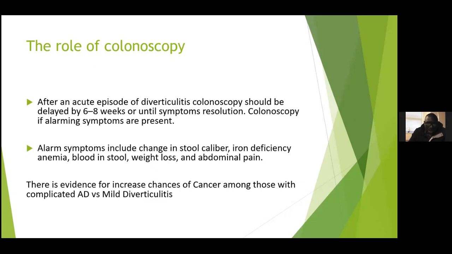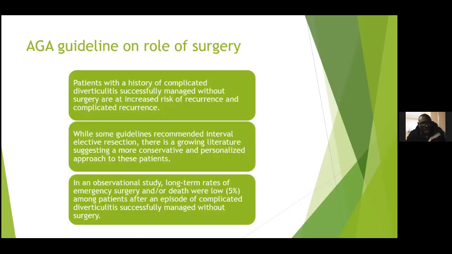These alarming signs include things like stool caliber, where they have a very small caliber as if it's obstructed and stool is passing through a small area. Then you have to consider, could it be a constricting non-benign pathology? Or those who have iron deficiency anemia, or blood in the stool, or weight loss and abdominal pain. So these are some alarming signs that we have to consider. There is evidence for increased chances of cancer among those who have complicated acute diverticulitis as compared to those who have really mild ones. So if they do have the complicated ones, you should consider colonoscopy possibly a bit earlier, or it should be something that you do as part of your plans.